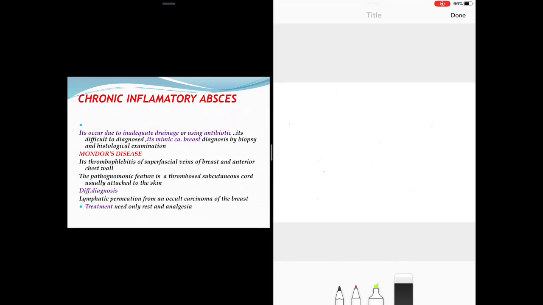Okay, what is Mondor's disease? It is thrombophlebitis of the superficial veins of the breast and the anterior chest wall, so Mondor's disease. The pathognomonic feature is a thrombosed subcutaneous cord. Usually we see on the breast tissue or on the chest wall a cord-like structure, and this is the thrombus of the subcutaneous cord.